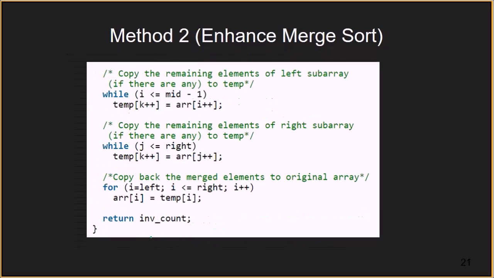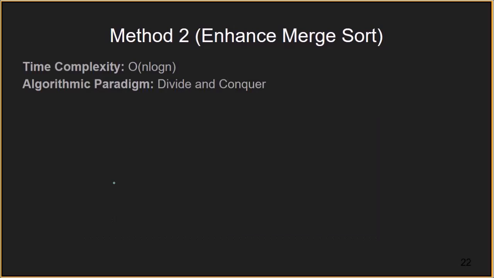Once this is done, we copy the remaining elements of the left subarray, if any, to the temp array. Then similarly, we copy the remaining elements of the right subarray, if any, to the temp array. Finally, copy the values from the temp array back to the original array and return the inversion count value. Now coming to the time complexity, the time complexity of this solution is the same as that of the merge sort algorithm, that is order of n log n, and the algorithmic paradigm used is divide and conquer.